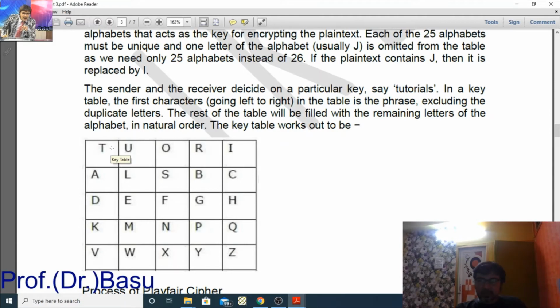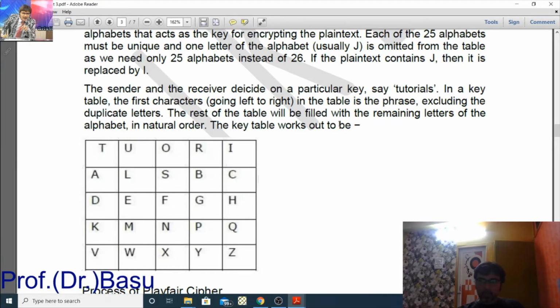So the system is, we have to put the characters one after another sequentially, skipping the redundant character, skipping the duplicate character. See, TUTORIAL is the key. So we are putting T here, then U, then again we are getting T, but we will be skipping T because T has occurred earlier. That's why we will be skipping the duplicate letter.